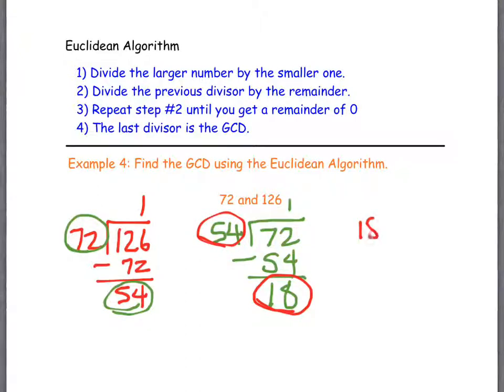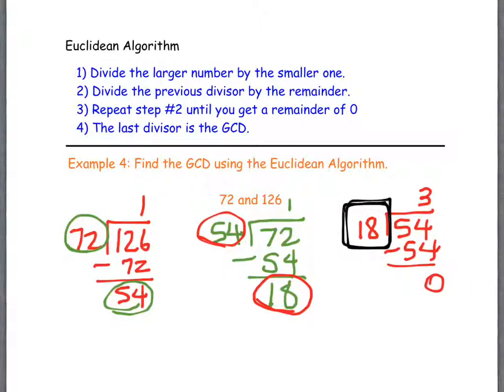Okay, so I take the remainder and the divisor. The remainder goes on the outside. The divisor goes underneath, 54. How many times will the 18 go into the 54? 3. And it does go in evenly, you're right. I get no remainder. At the point when you get no remainder, a 0, the last number that you divided by is your greatest common divisor.